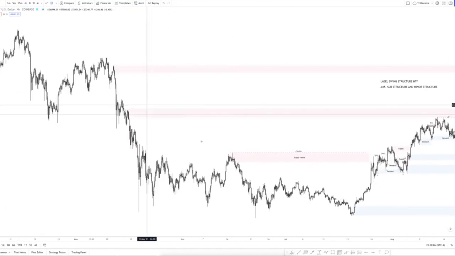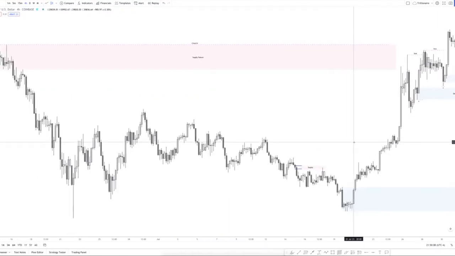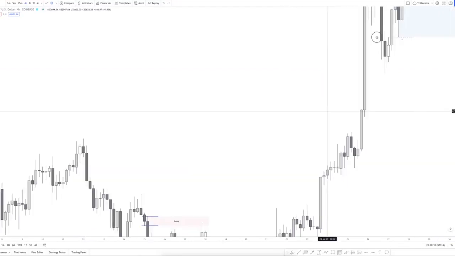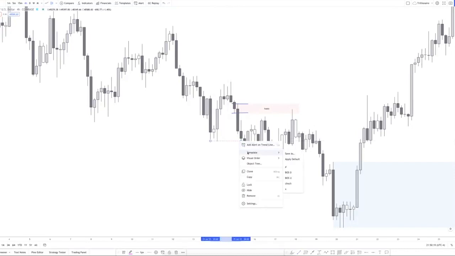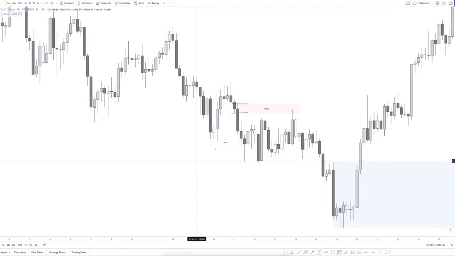Where is it at? Okay, down here. Okay, so this is a great example of inducement. We break structure to the downside here, right here, with this candlestick body closure below these lows over here. We then push to the upside. We almost tap into this supply, but not quite.